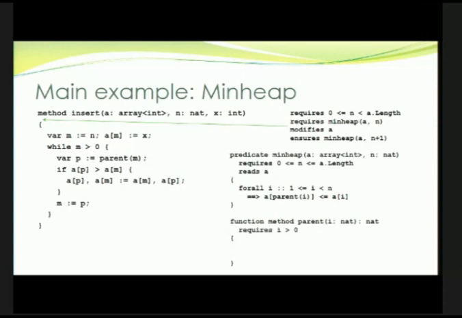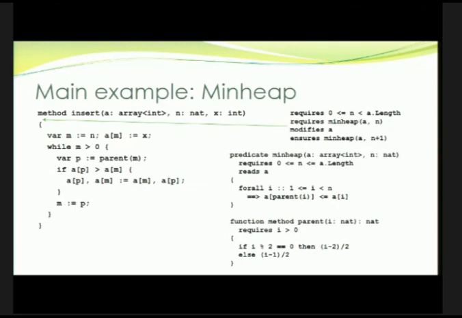So it requires i to be greater than 0. You cannot have parent of 0. And this is just the formula that you have. Fine? You can check the formula, that's correct. I promise you that's correct. So we're done. Except the invariants. I mean, we are done. Dafny is not done.